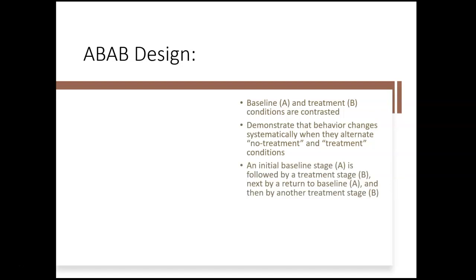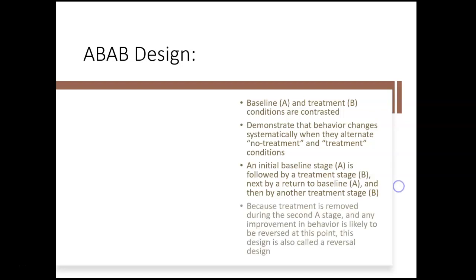So the initial stage, the initial A of an ABAB design, would be a baseline. That's followed by a treatment stage at B, next a return to baseline, and then another treatment phase. Since the treatment is being systematically applied and then removed, any kind of change in behavior is going to be evident when you plot out the behavior.